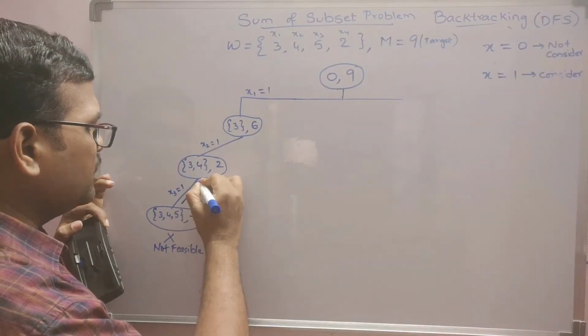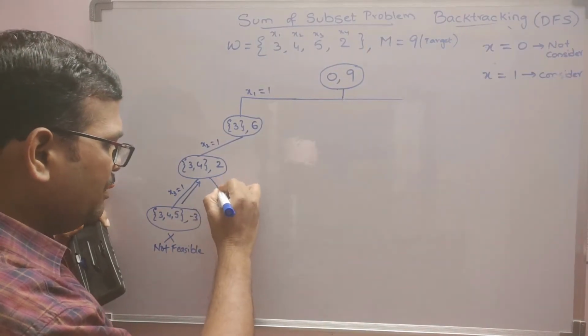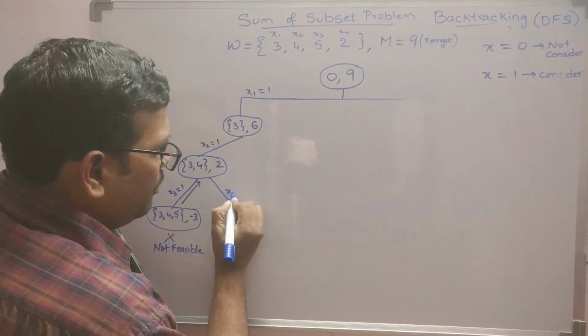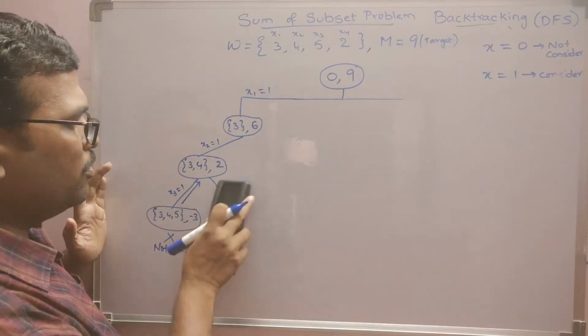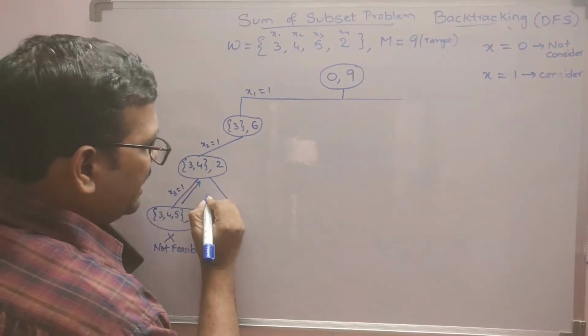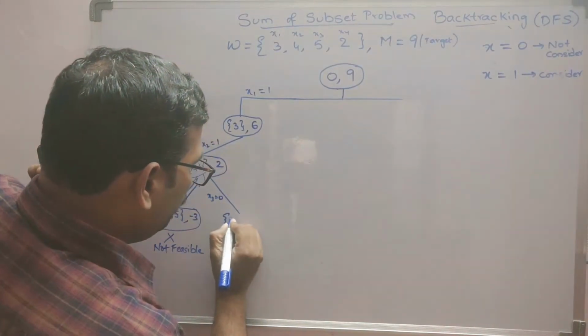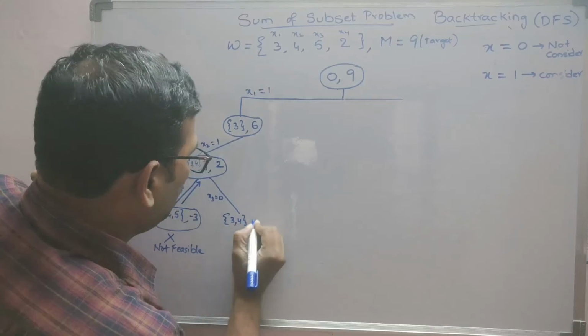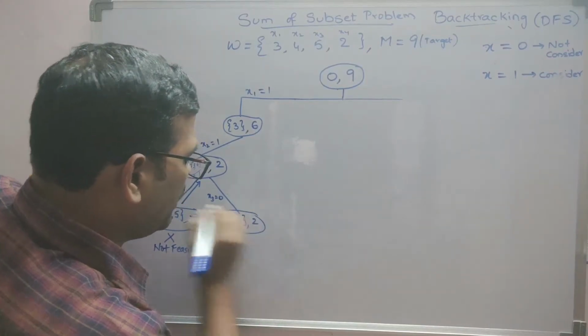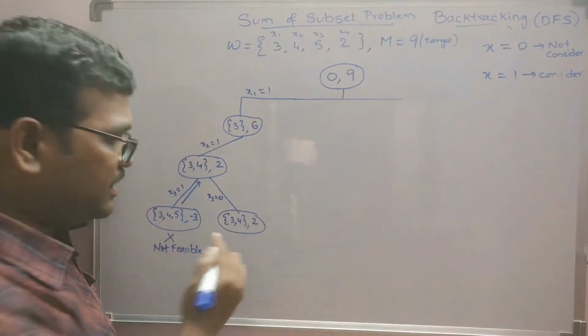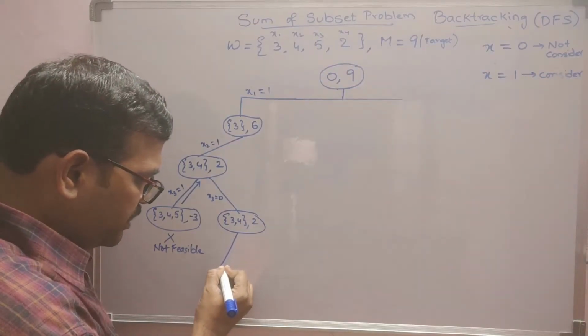So what we have to do, we need to backtrack and move with the another direction. So backtrack towards this one and let us consider x3 is equal to 0. That means without considering x3, we are moving with 3, 4, 2. The same thing will appear here. Again, you have to go with the depth first search.